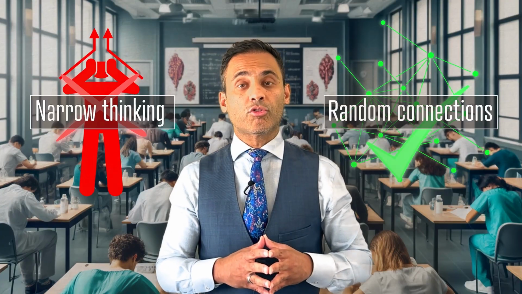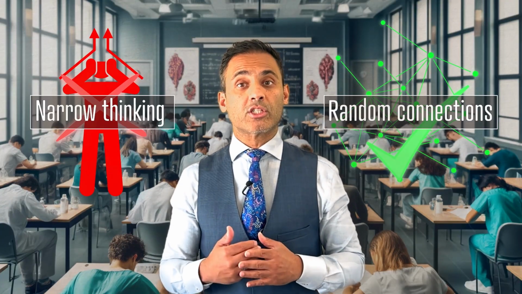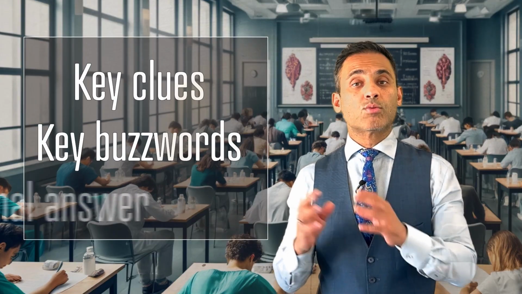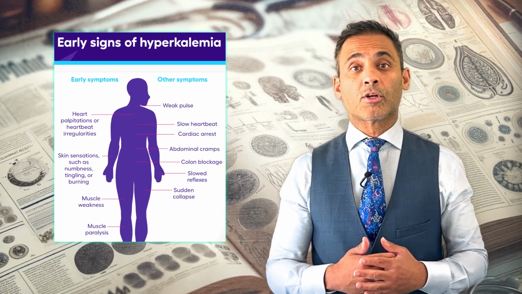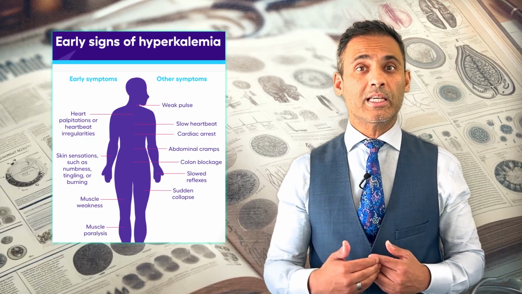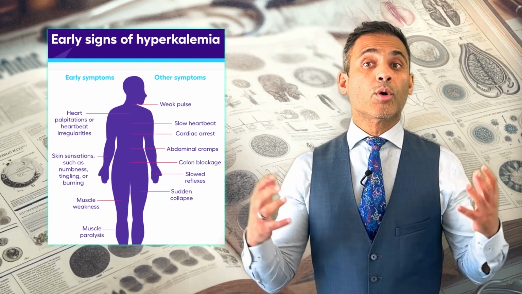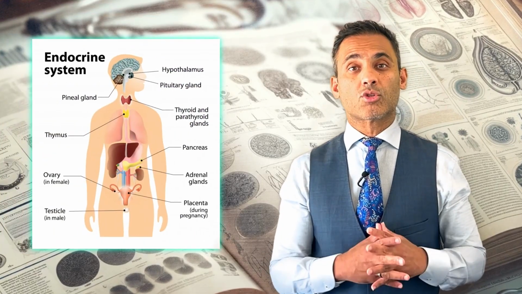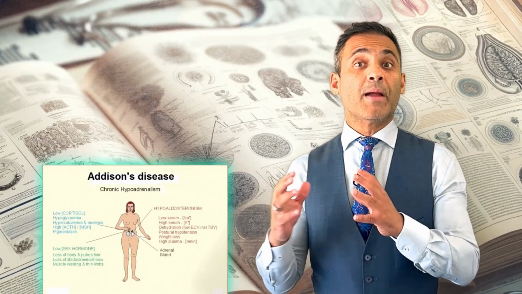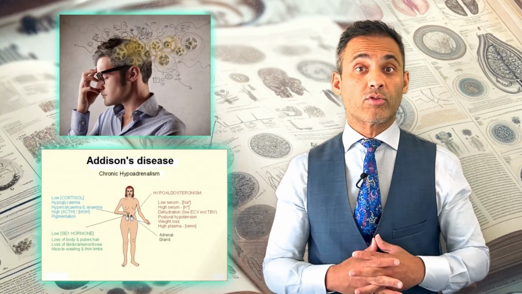The questions take you through many different connections, and the ability to spot key clues, key buzzwords, is what leads to the final answer. For example, in a patient, if you come across hyperkalemia consistently in serology reports, your thought process will quickly associate it with possible endocrine disorders such as Addison's disease that might present comorbidly with psychiatric disorders.